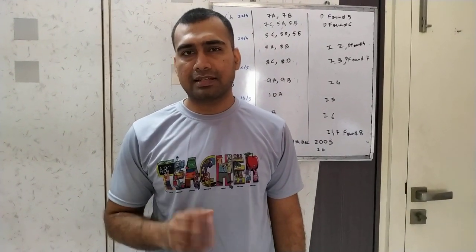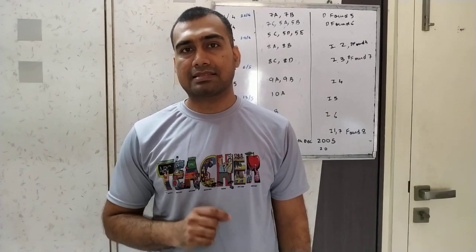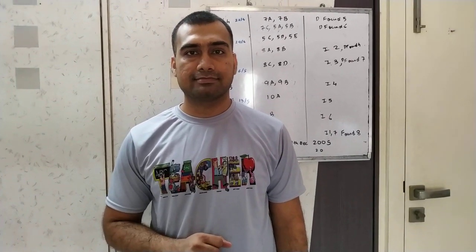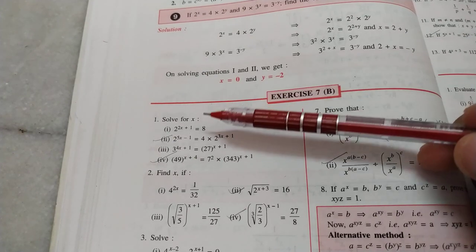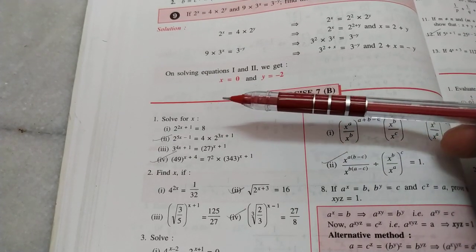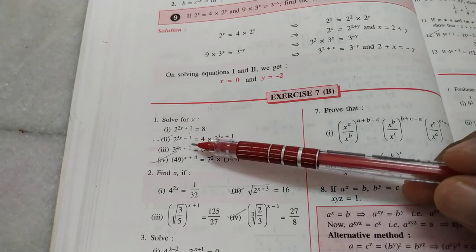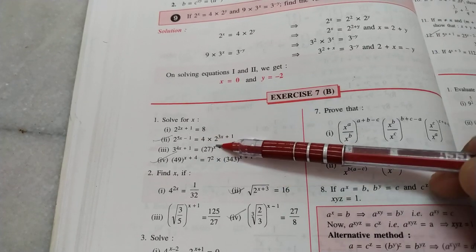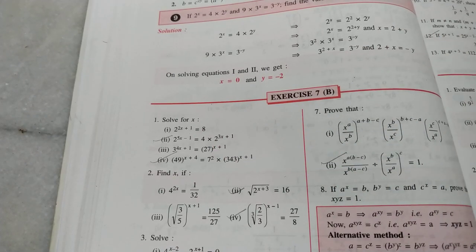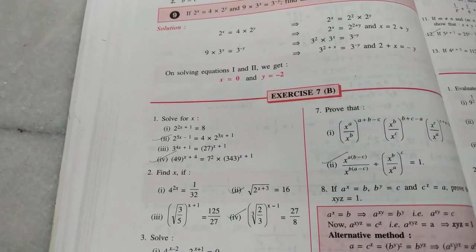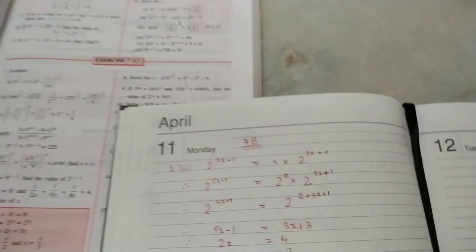Let's study 9th standard ICSE Math, exercise 7B. Now in exercise 7B, question 1 is solve for x. That means find the value of x. Now on LHS and RHS, if the bases are same, that is 2 and 2, then we can compare the exponents. So the way we'll solve it is like this.